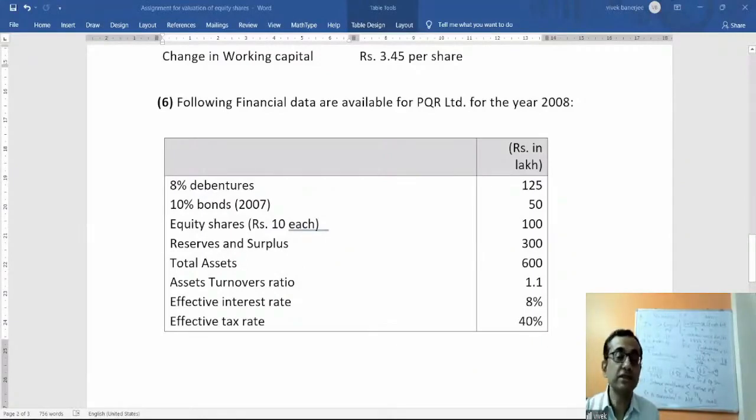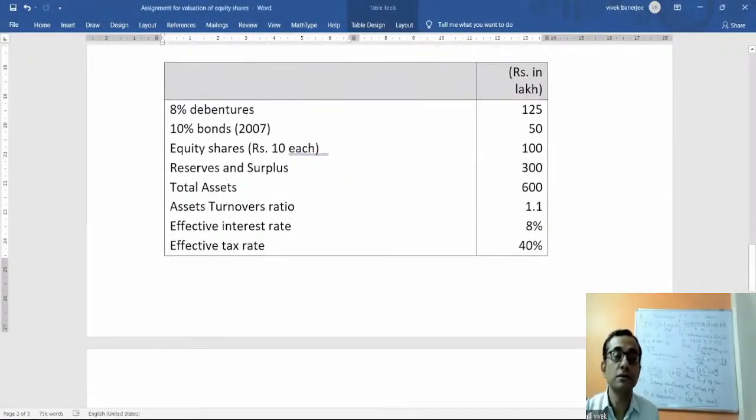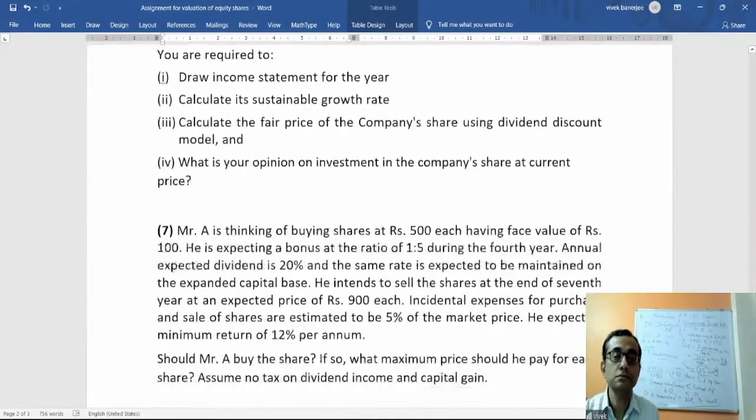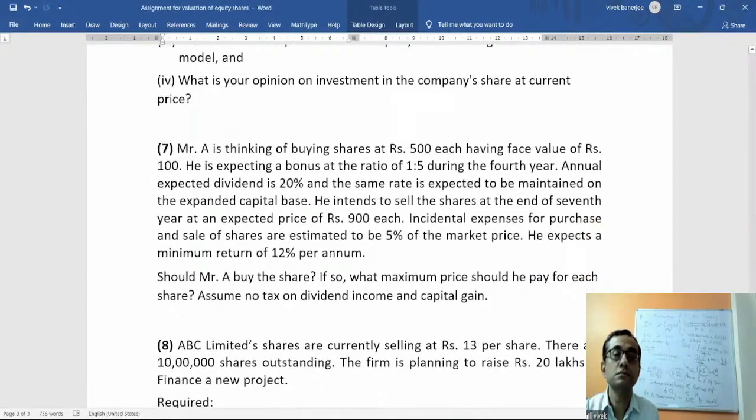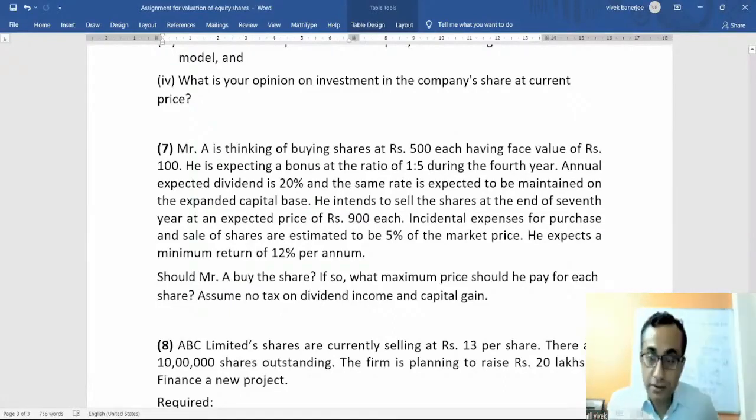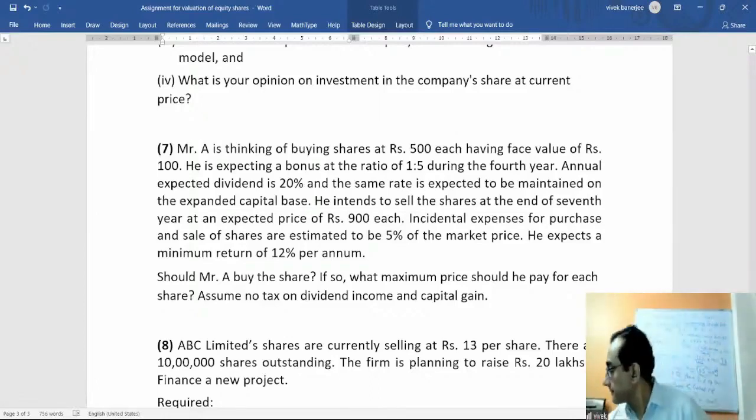Now, coming to the 7th question. First, let us read this question carefully and then solve it. Take a few minutes to read this question. Fine. So, Mr. A is an investor who is thinking of buying the shares at rupees 500. Face value is 100.